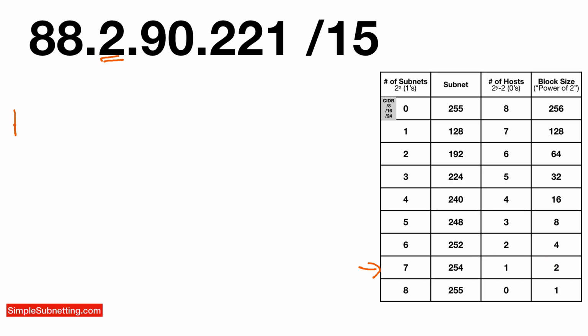Okay, so now we label it N for network, F for first, L for last, and B for broadcast. All right, and the block size is 2, so we start counting in groups of 2. So 0.0.0. Next one is 2.0.0. Next one is 4.0.0. And that's all we need for now. Okay, so which column does 2 fit underneath? It's obviously this one.